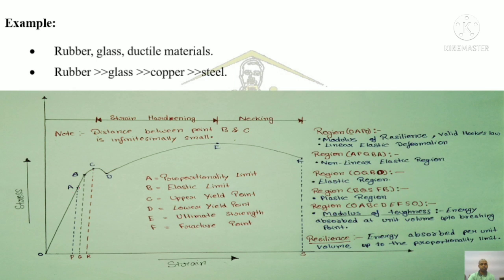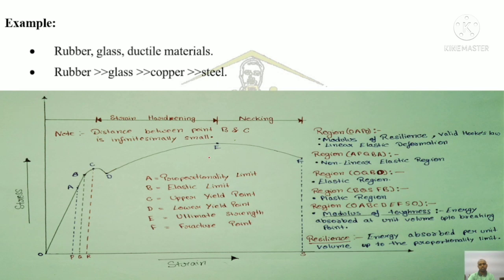Stress beyond this limit causes non-linear elastic deformation up to point B, which is called the elastic limit. Beyond the elastic limit, the material experiences plastic deformation and yielding starts at the upper yield point, that is point C, till point D, which is called the lower yield point. The region between the upper yield point and the ultimate strength point, that is point E, is the strain hardening region. The material gains strength during strain hardening.